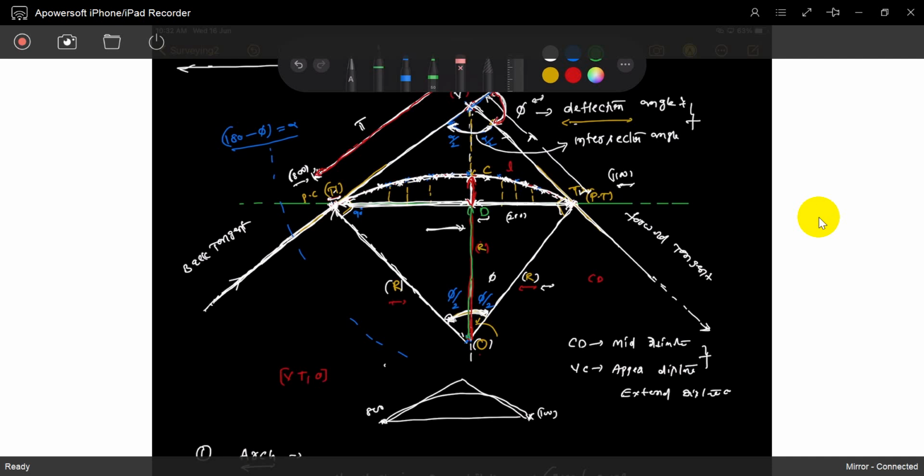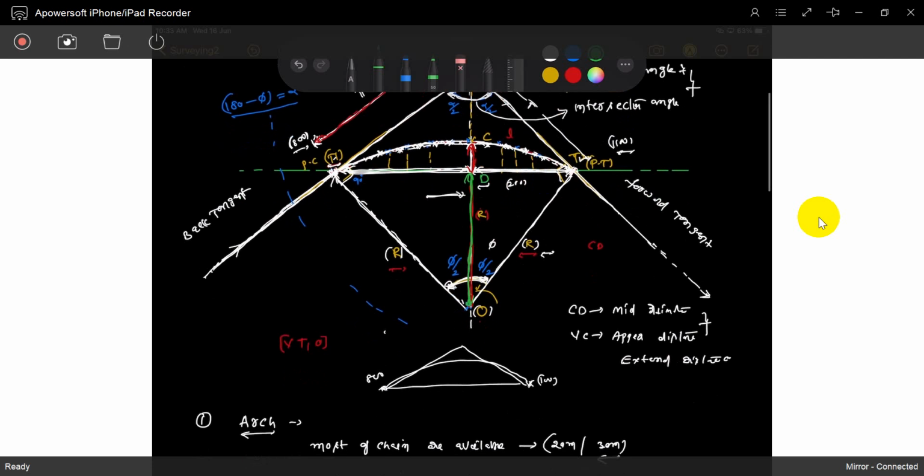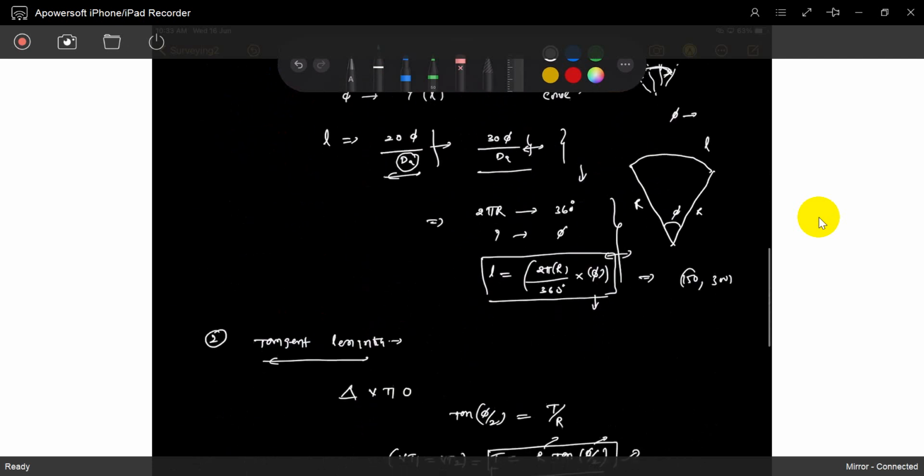Again we take the triangle T1 D O. Now we will take cos theta. Cos theta means what? OD divided by T1 O, so OD divided by R. So we can write this OD length. If you know the OD length, you can directly take R minus that OD. So that's it. We will calculate the mid-ordinate distance.